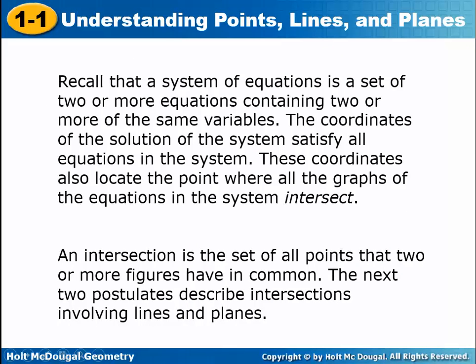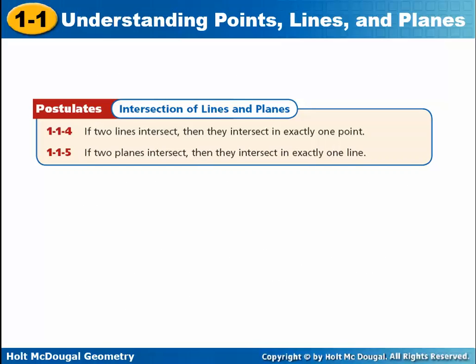Okay, this is a little review from algebra. Recall that a system of equations is a set of 2 or more equations containing 2 or more of the same variables. The coordinates of the solution of the system satisfy all equations in the system. The coordinates also locate the point where they intersect. An intersection is a set of all points that 2 or more figures have in common. So the next 2 postulates are going to describe intersections with lines and planes.